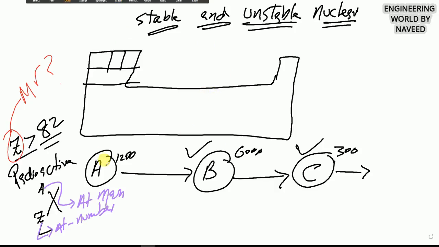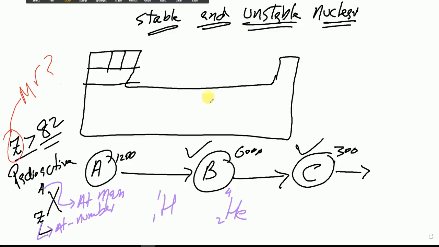So this is your atomic number, and this is your atomic mass. Like hydrogen, you will represent it with atomic number 1 and mass 1. Helium has atomic number 2, and its mass is, I think, 4. So you will represent the element like this.